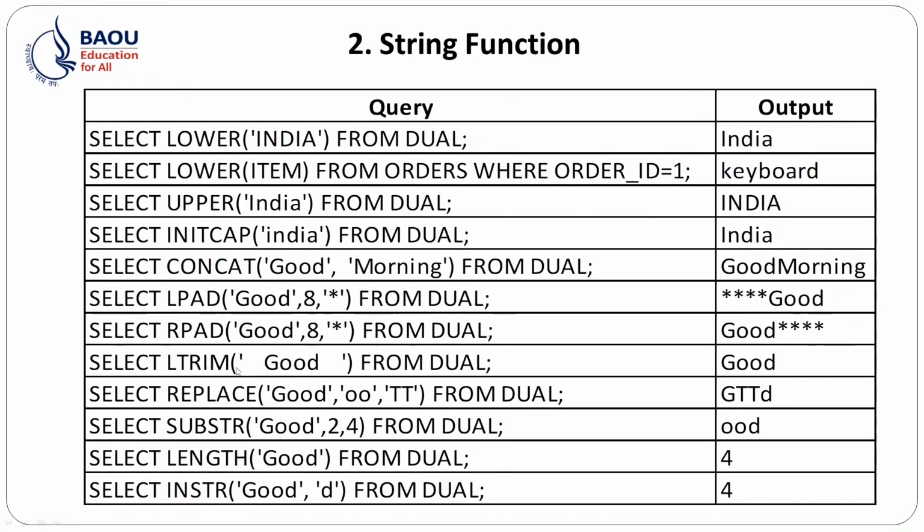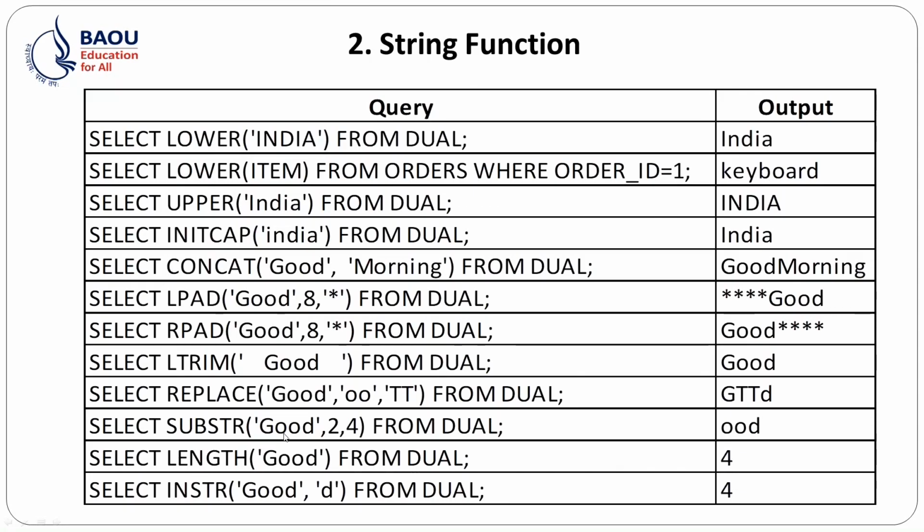Now LTRIM. LTRIM means the space is removed and then displayed. Replace is used to replace characters like OO. This one is a string, good, and OO is replaced by TT. So in good, OO is replaced by TT.